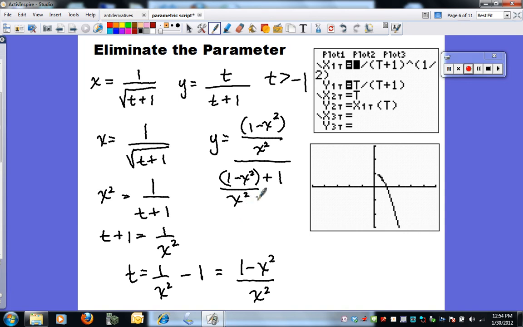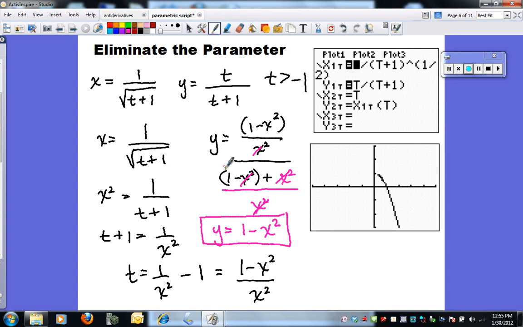Now we can do some simplification here. Get common denominators yet again. When I get common denominators here, this is going to become x squared over x squared. And then when I combine this together under one denominator, you're going to see that this and this go away. And then we're going to multiply by the reciprocal, because when you divide by a fraction, you multiply by the reciprocal. So then this will go away, and y will equal 1 minus x squared, which is our rectangular equation.